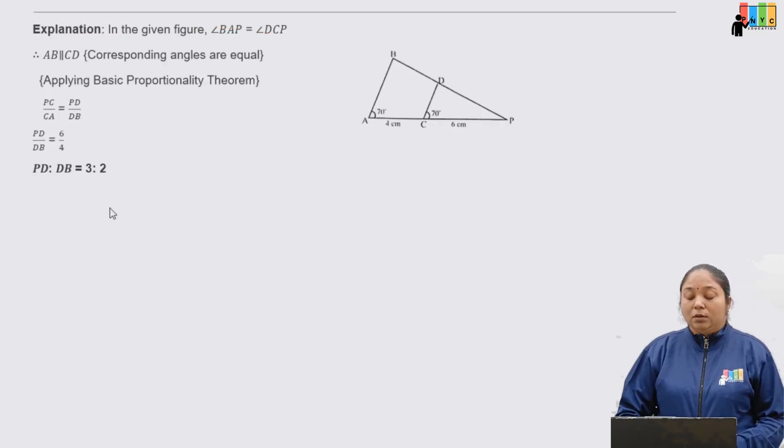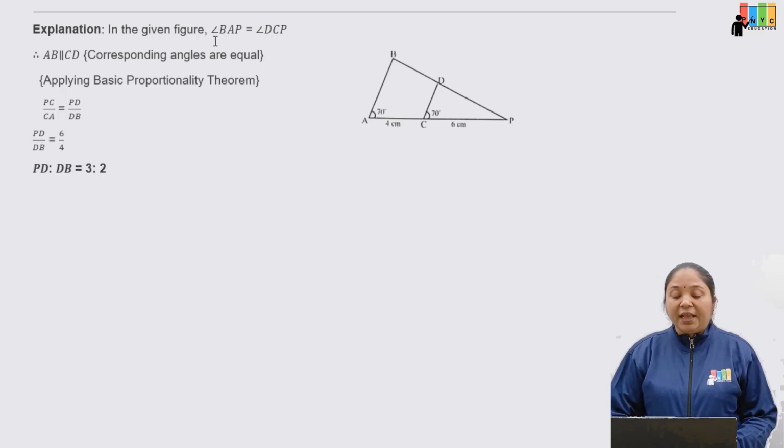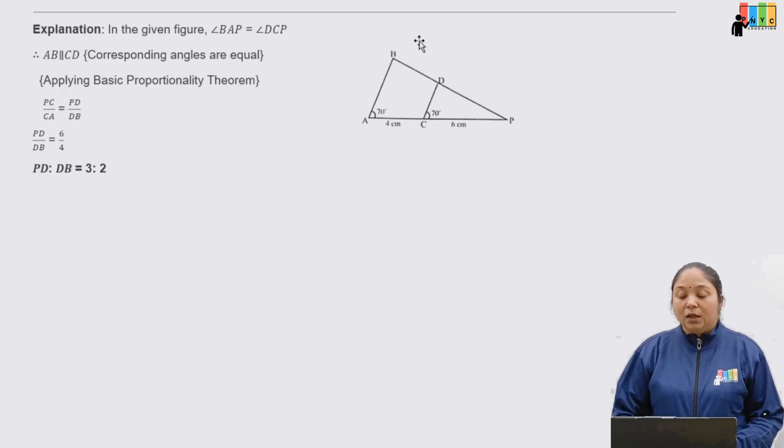How to calculate? Here it is given that angle BAP is equal to angle DCP, that is 70. Now AB is parallel to DC, so corresponding angles are equal. Now applying basic proportionality, what do we get? PC upon CA equal to PD upon DB.